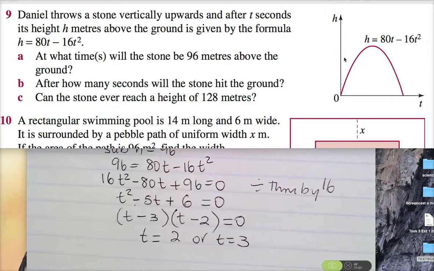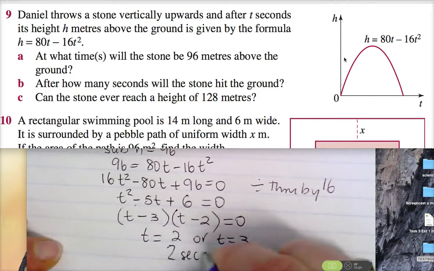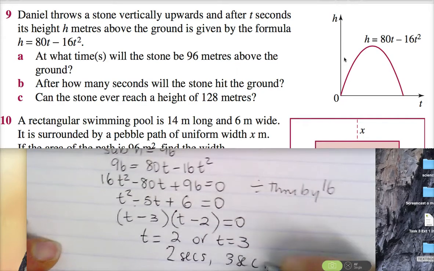Girls, if you're throwing a ball 150 meters up into the air, even though no one could probably throw it that high, let's say 100 meters up into the air, it's going to pass the 96 meter mark on the way up and on the way down. Does that make sense? That's why there are 2 times. So girls, the answer is at 2 seconds and 3 seconds.